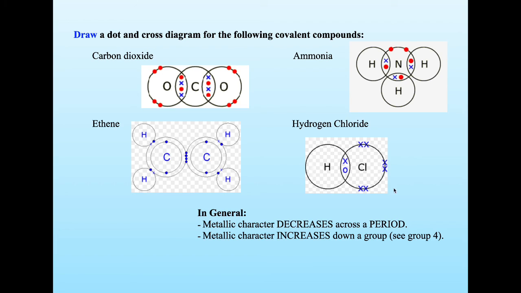In general, metallic character decreases across a period and increases down a group. If you look at group 4, at the top you've got carbon, which is definitely a non-metal, and at the bottom you've got tin and lead, which are definitely metals. Okay, have a look at Essential Chemistry, pages indicated, and answer the questions.